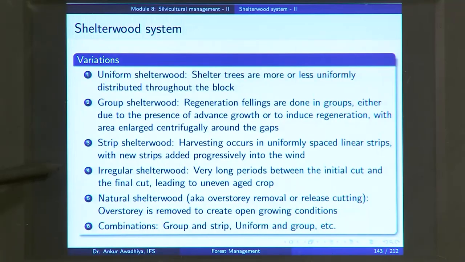Or you can have an irregular Shelterwood system, in which there is a very long period between the initial cut and the final cut, which leads to an uneven aged crop. And this is something that we will look into in greater detail in the next lecture. Or you can have a natural Shelterwood system, that is also known as an overstory removal or release cutting, in which case the overstory is removed to create open growing conditions. So, what do we mean by that?